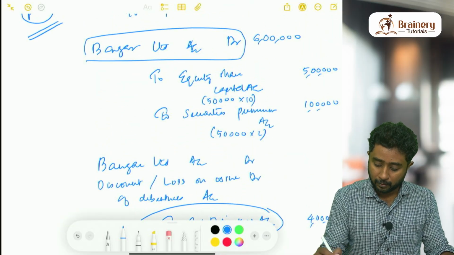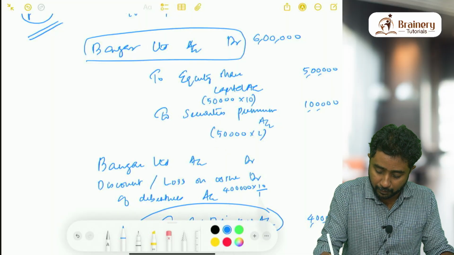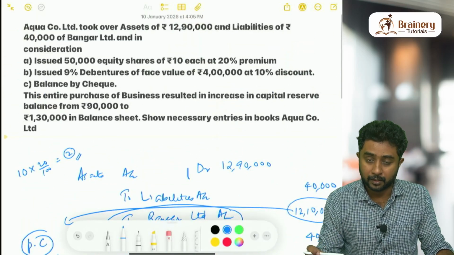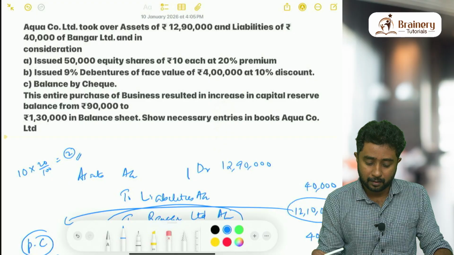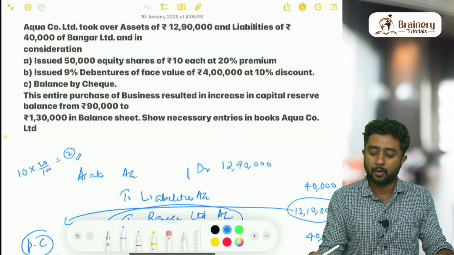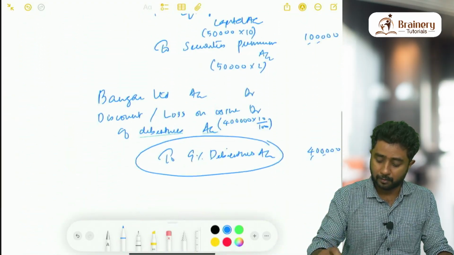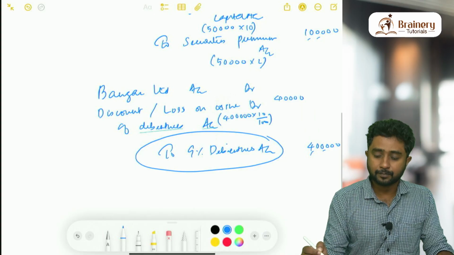So we can write the total discount here. 4 lakh is the face value into 10% discount. That is what is given in the question. If you don't know from where I took the 10%, you can just check the question once again. In the second adjustment B, issue 9% debentures of face value of rupees 4 lakhs at 10% discount. So 10% discount we can calculate. 4 lakhs 10% is 40,000.